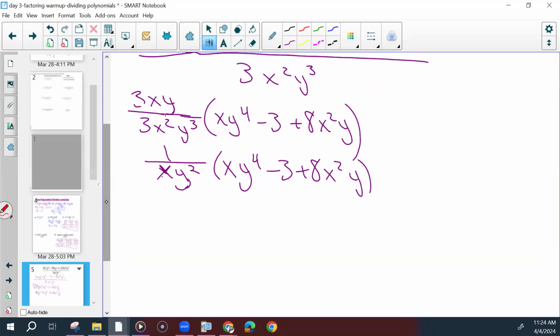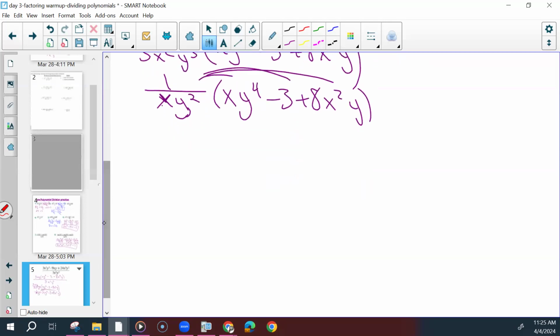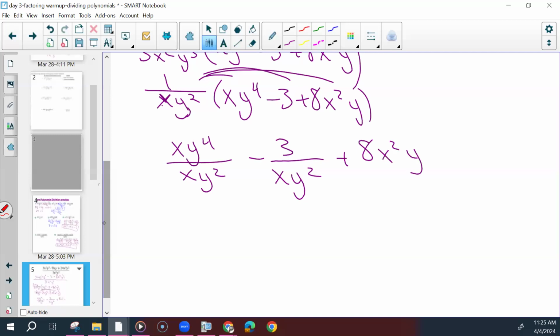So then from here, we can't leave this like this. We would need to distribute this fraction into everything. So if we do that, what would that give us? Actually, I'm just gonna write it as is first and then we'll simplify it. So we have xy to the fourth over xy squared minus 3 over xy squared plus 8x squared y over xy squared.